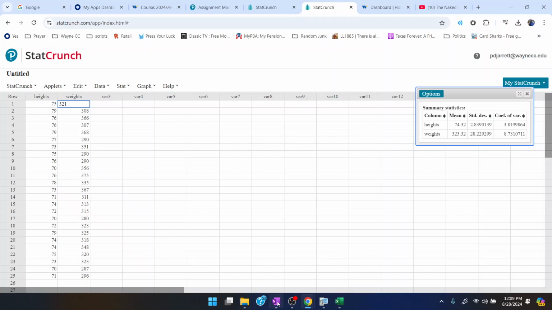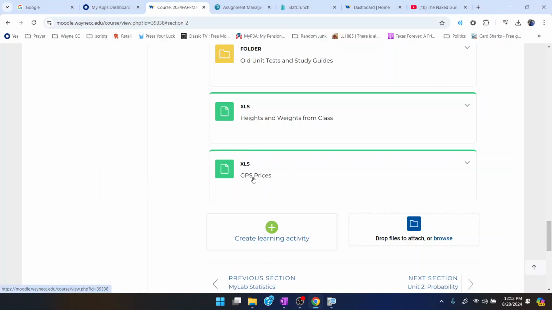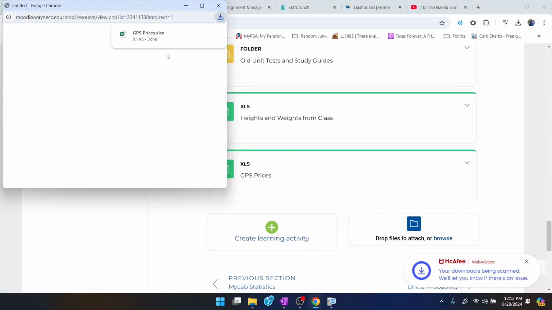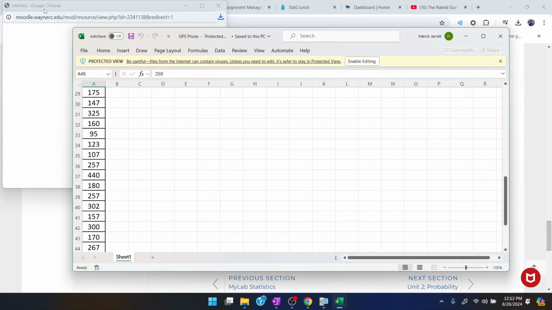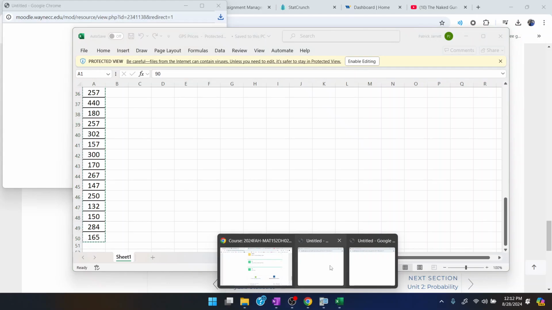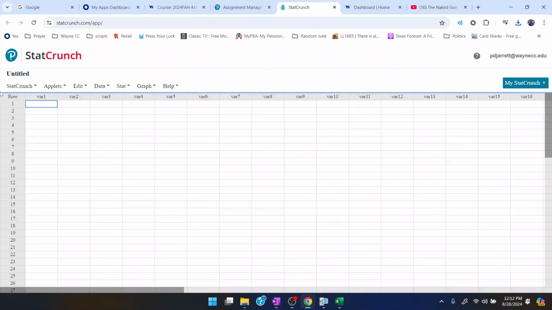So with that in mind, let's look at GPS prices. When you open that Excel sheet, you'll be able to just copy and paste all 50 pieces of data. What I'm going to do with this is show you how to use StatCrunch to do the histogram.